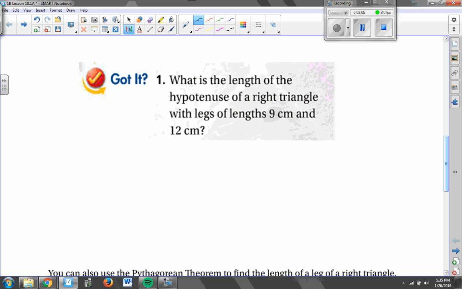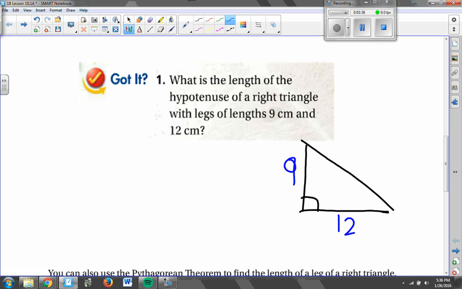Now, the type of problems that you will see in your practice problem set are going to say something like this, where they might show you a picture to tell you this same information. What is the length of the hypotenuse of a right triangle with legs that have lengths of 9 centimeters and 12 centimeters? Well, if I draw myself a quick little picture here, there's my right triangle. I know that my two leg lengths are 9 and 12. I want to find what is my hypotenuse length. Right? What is my hypotenuse?